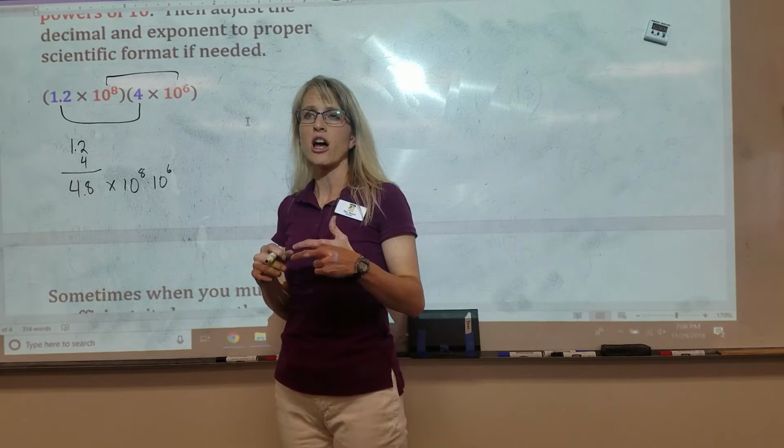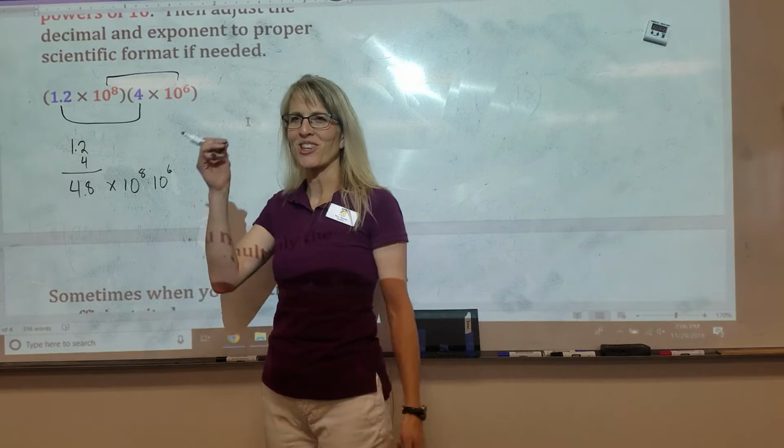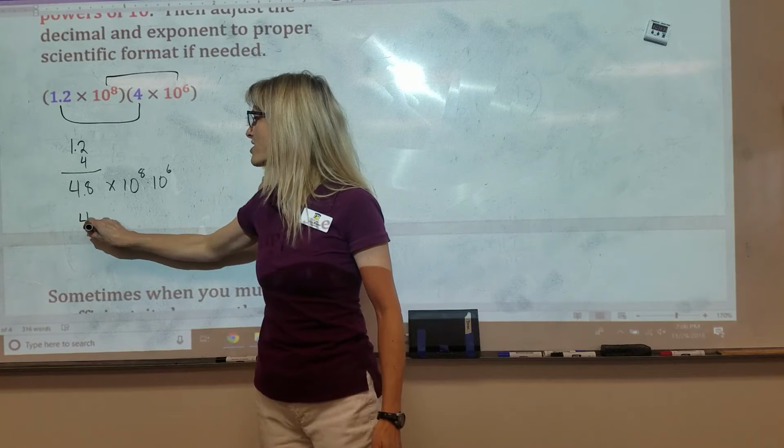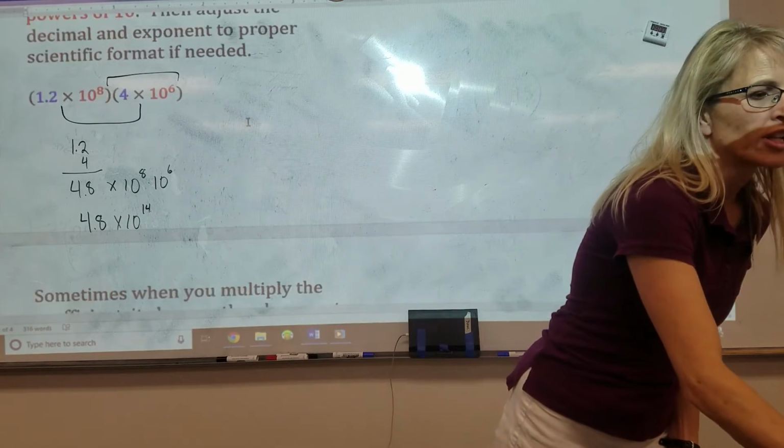And the rule is, think of your law of exponents. If the bases are the same, we add the exponents. What do we do to the exponents? Get ready? Add. So you're at 4.8 times 10 to the 14th. We're going to do several more like that.